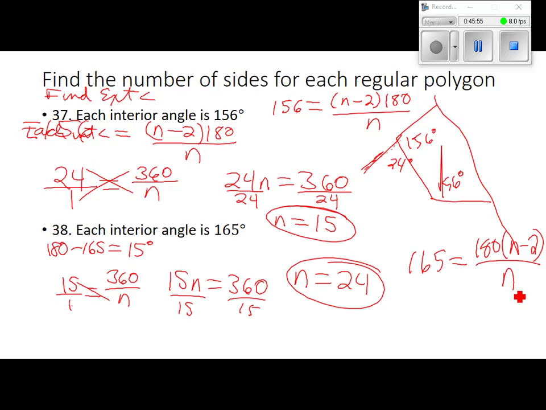Now what do we do? Divide by negative 15. What happens with the negatives there? Cancel out. Somebody help me out. What's 360 divided by 15? 24. So you get the same answer. You get the same answer whichever one you do. It's just one takes longer. You see how long this one was compared to how long that one was.